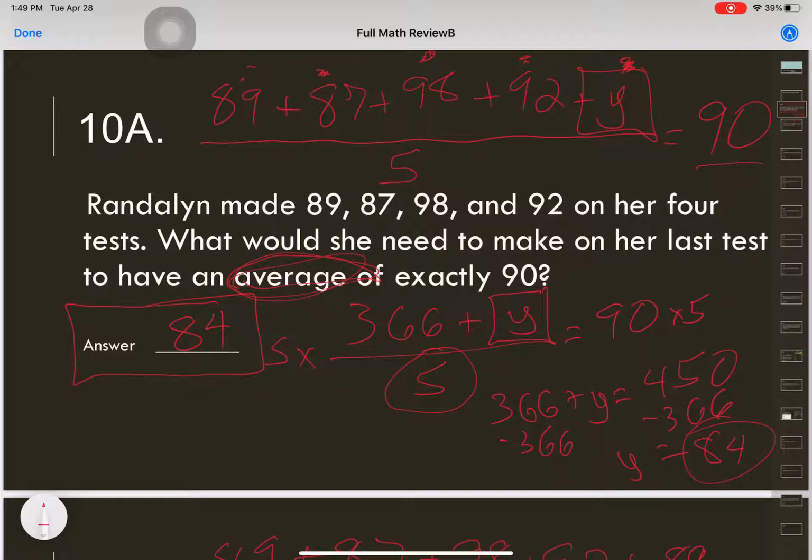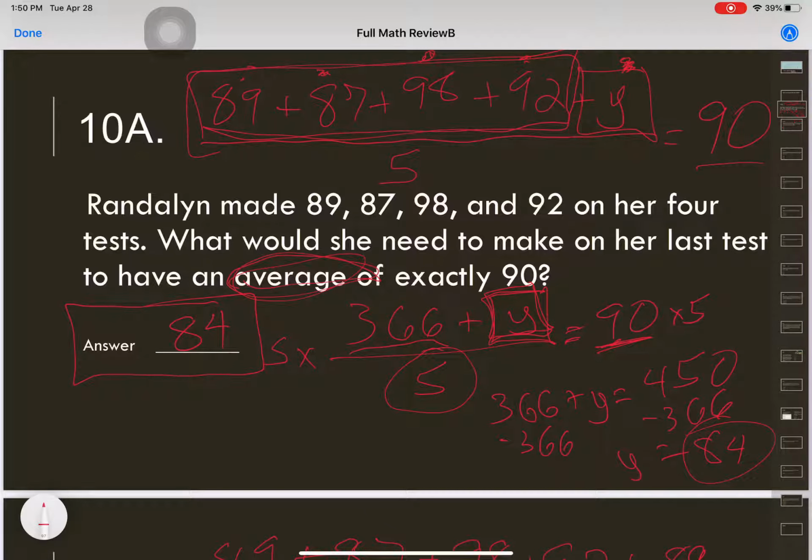So to solve this, you first need to add up the things you know, and that would be the 89, 87, 98, 92. You add them up, you get 366 plus a 5th number that we don't know what it is, and that would equal 90. Now, at the end, you want y equals a number. To do that, you have to start eliminating everything away from the y. The further it is from the y, the earlier you get rid of it.